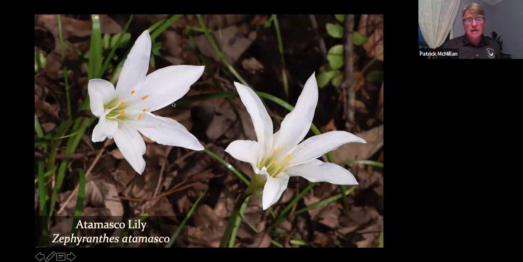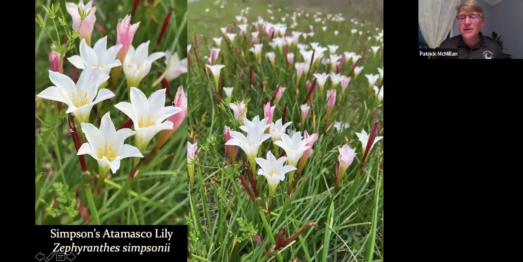It has these large tepals, which are what we call petals and sepals when they're the same color, mostly in monocots they do that. These large tepals tend to arch outwards, and these can be pretty robust plants. Zephyranthes simpsonii is a little different. It holds its flowers cupped, and they have this beautiful rose tinge that when you see them in mass like this, really create a spectacle on the roadside.